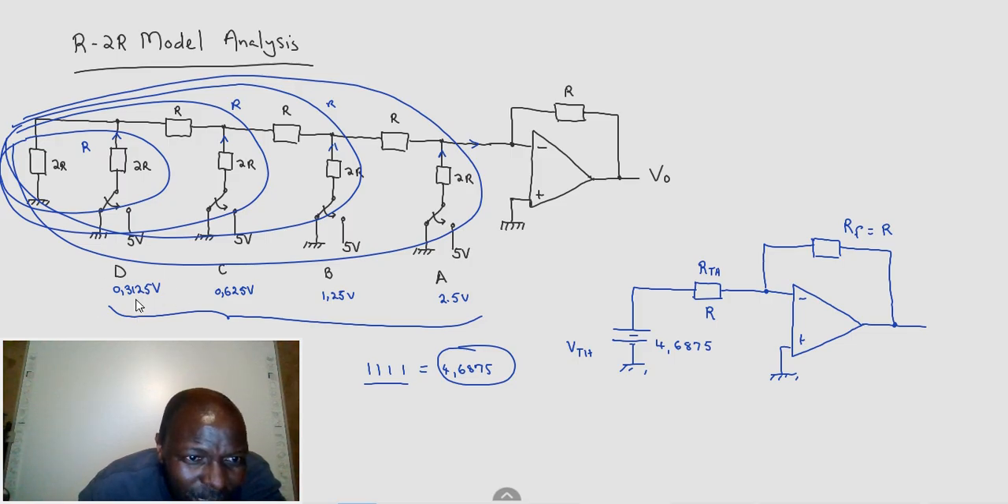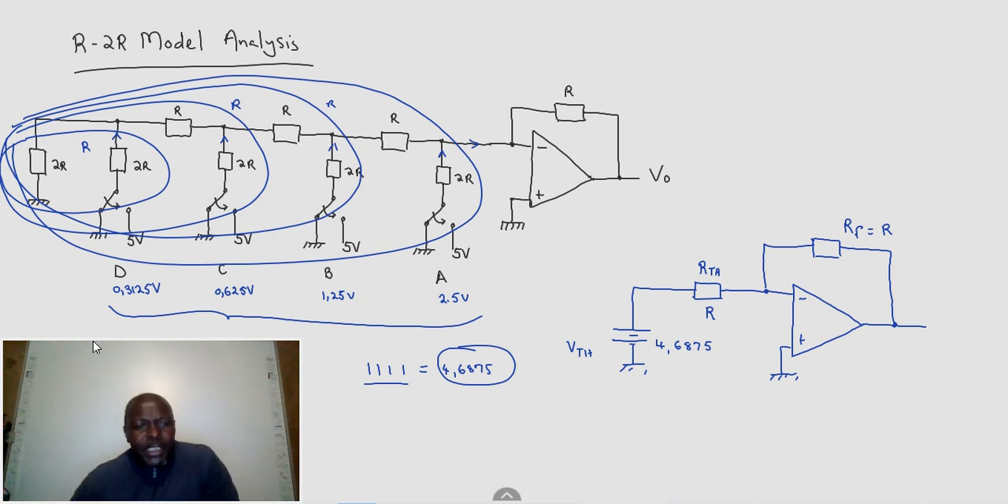All right. So our step size is actually 0.3125 volts. In the other example, our step size was 1 volt. In this particular case, our step size is the equivalent of the unit load. I'll call it the unit load, because if I call it 8421, our unit, the 1, is represented by 0.3125 volts. So this will be our step.